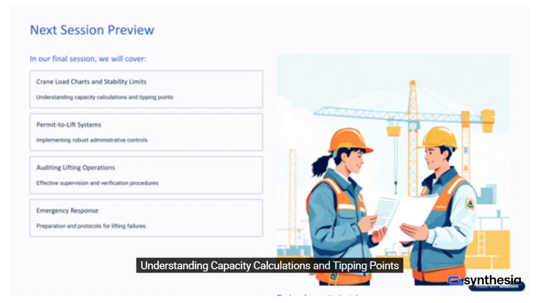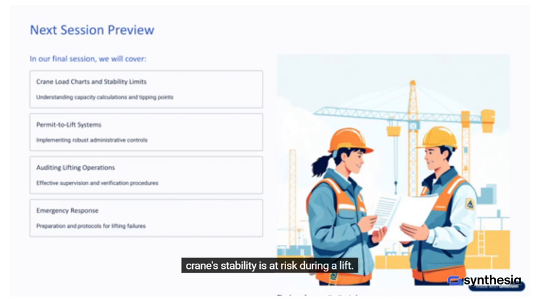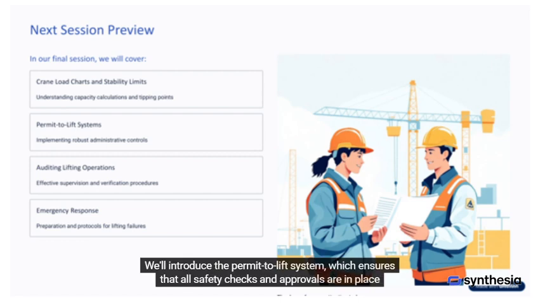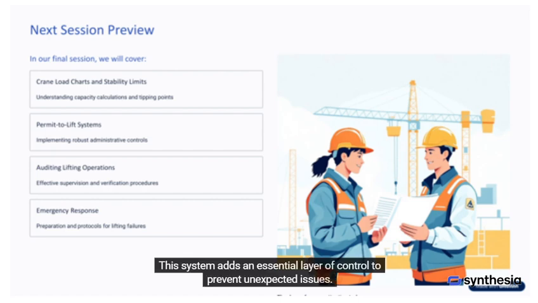Understanding capacity calculations and tipping points. We'll focus on capacity calculations for cranes and identify tipping points, the critical moment when a crane's stability is at risk during a lift. Permit-to-lift systems. We'll introduce the permit-to-lift system, which ensures that all safety checks and approvals are in place before a lift begins. This system adds an essential layer of control to prevent unexpected issues.